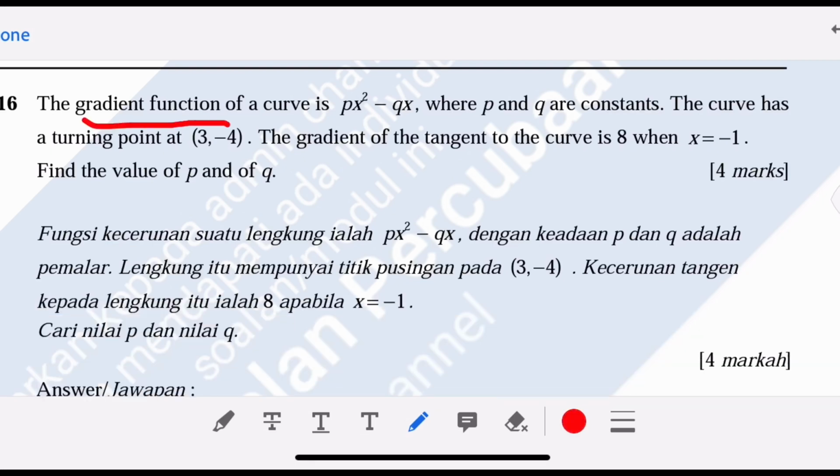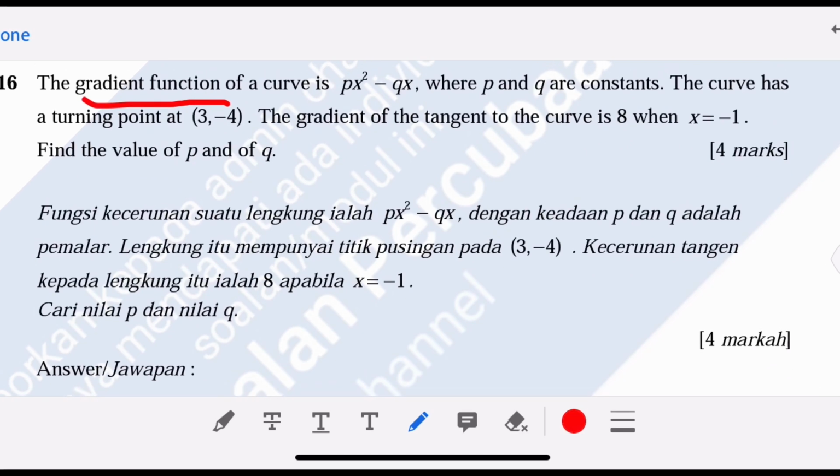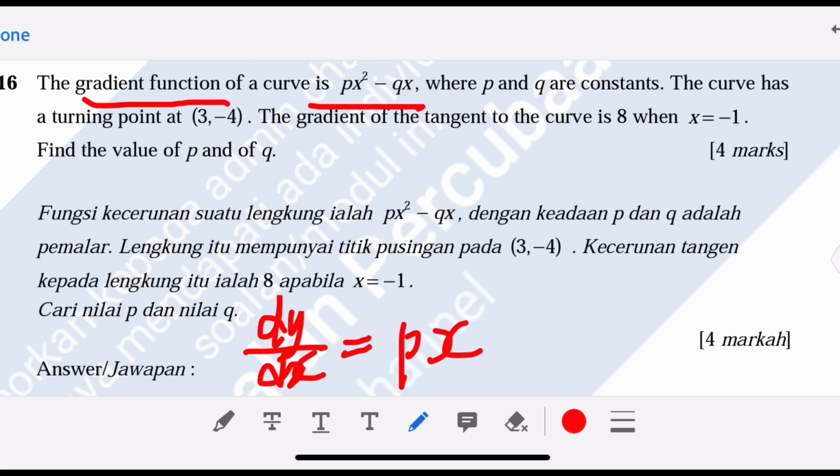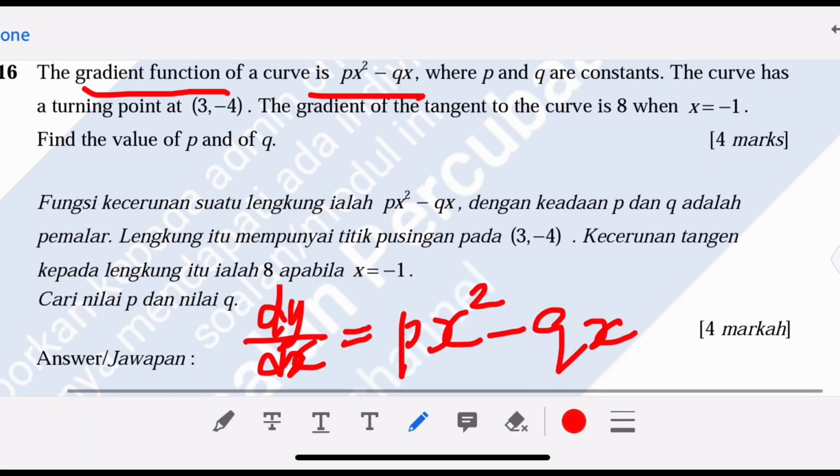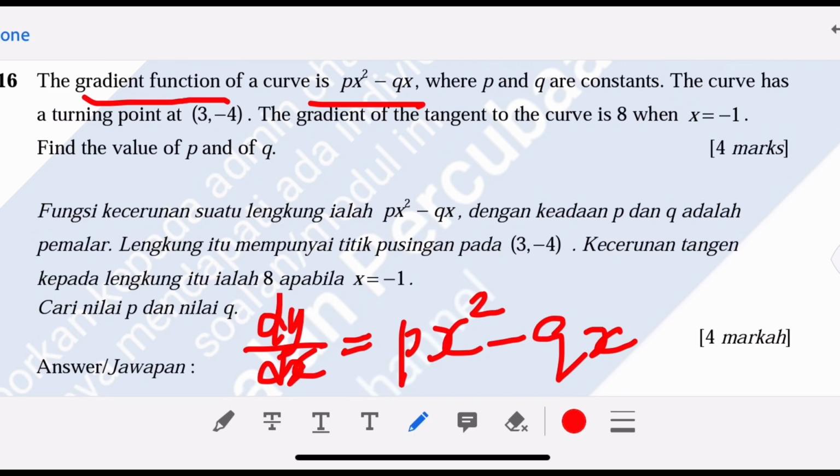Remember that gradient function is dy dx. Okay, the moment you see gradient function, it is not y. Function is y. Gradient is dy dx because it's gradient function. So you have to start with the dy dx equal to the one given, which is px squared minus qx. So the moment you read the question, you see gradient function, you write down dy dx, and then I'm sure they give you the point, so we always use the x given.